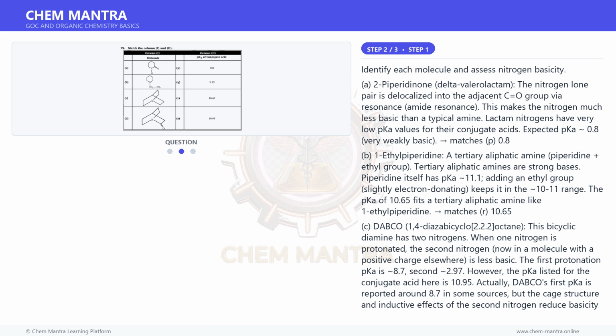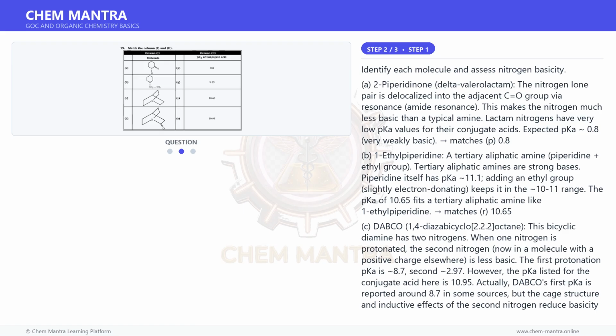Quinuclidine, the monoaza analog, has pKa ~11.0. DABCO with 2 nitrogens has reduced basicity at each end due to mutual inductive electron withdrawal. The pKa ~10.95 assigned here reflects DABCO's conjugate acid pKa, first protonation, in this problem set. Matches S, 10.95.